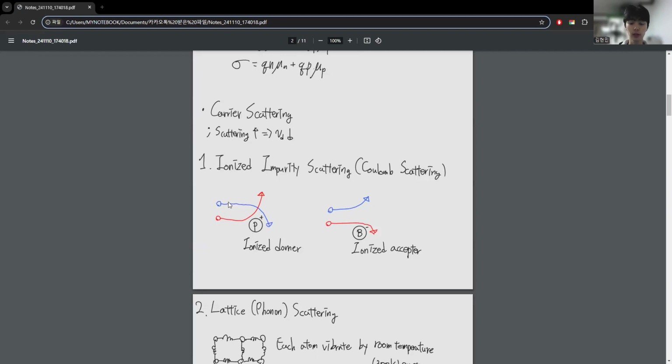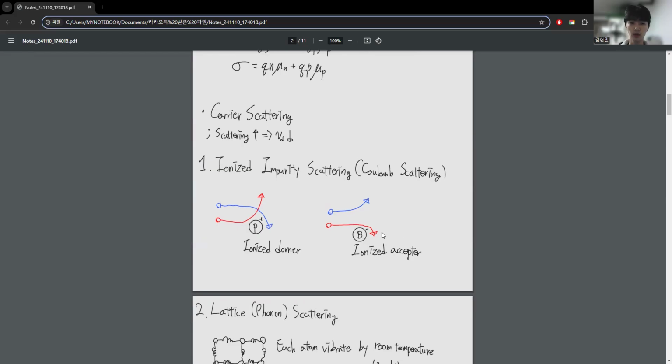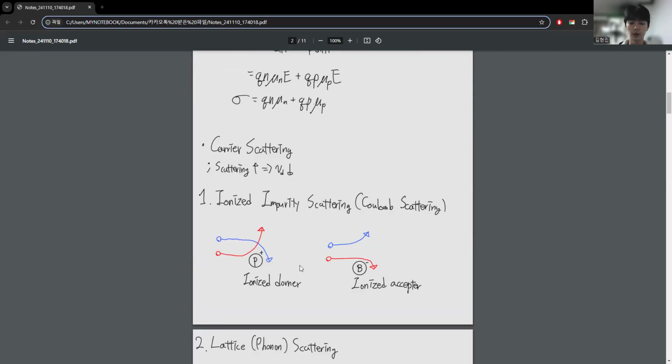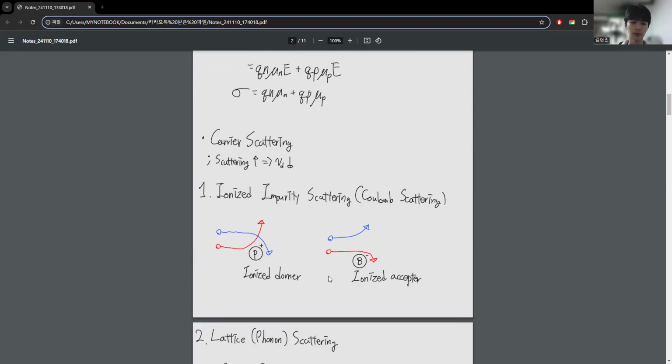In n-type, the electron has an attractive force, and the hole has a repulsive force. In p-type, the electron has a repulsive force, and the hole has an attractive force. This phenomenon is scattering.